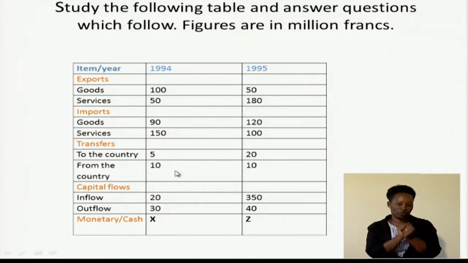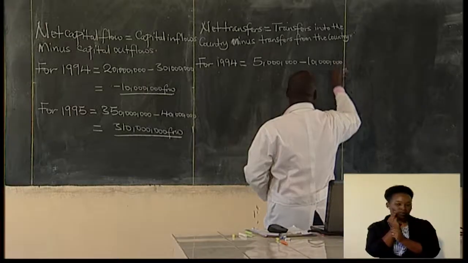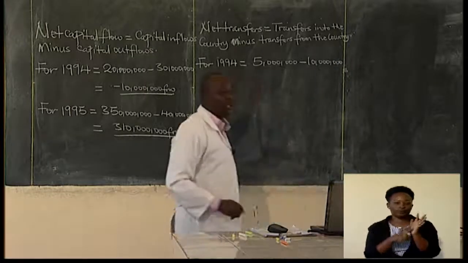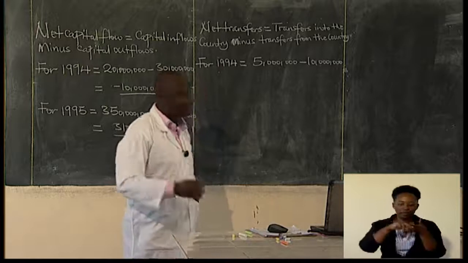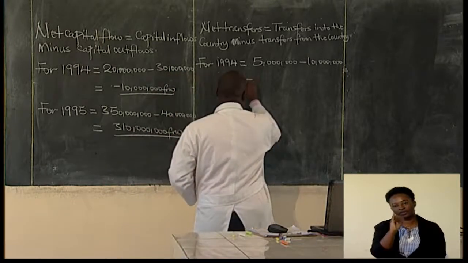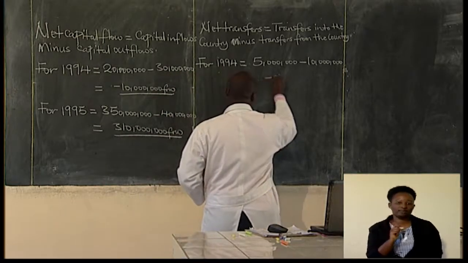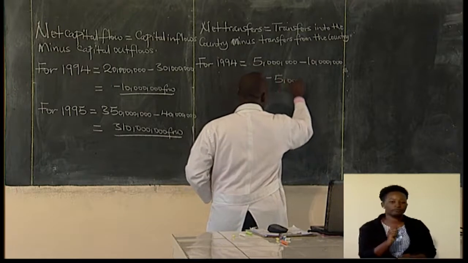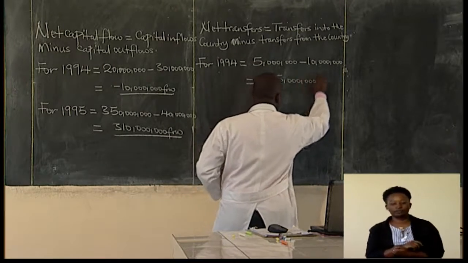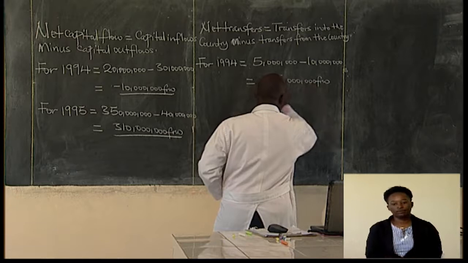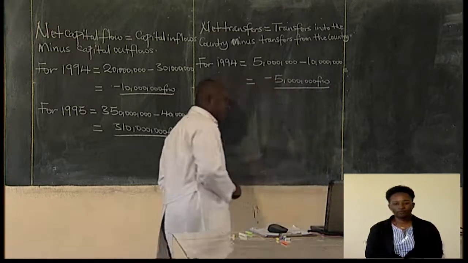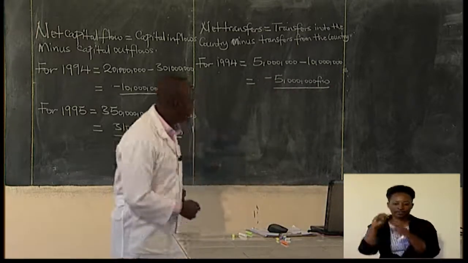If you get 5 million minus 10 million, we shall get negative 5 million. It is a deficit. It gives us negative 5 million. Now, the net transfer in 1994 is negative 5 million francs. That is the net transfer in 1994.